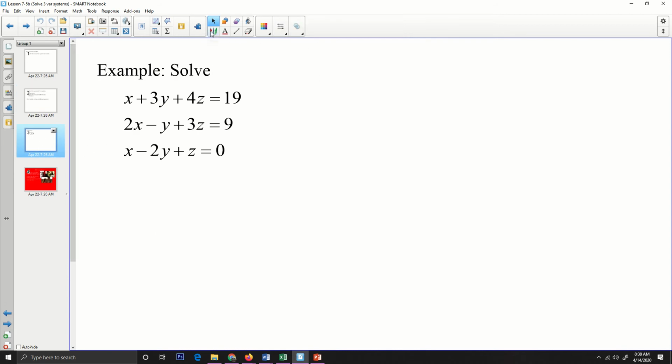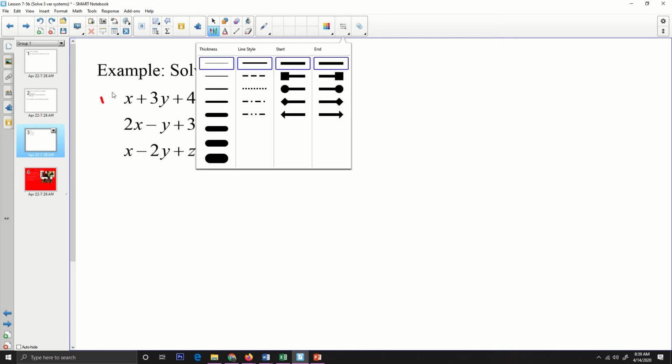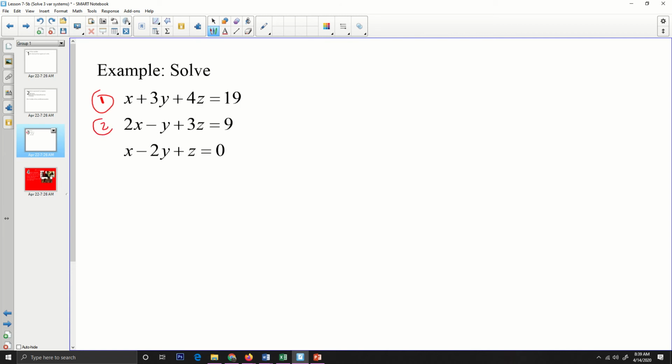Just to go over the process that I'm going to use here, I'm going to label this equation number 1, except I'm going to make it smaller. I'm going to label this equation number 2, and this equation number 3. The first thing that I want to do is reduce x's by combining two pairs of equations.